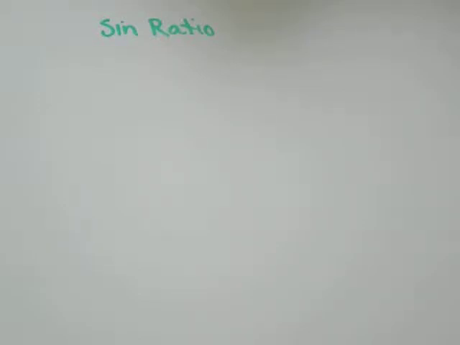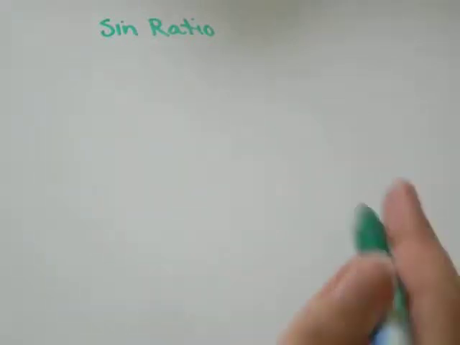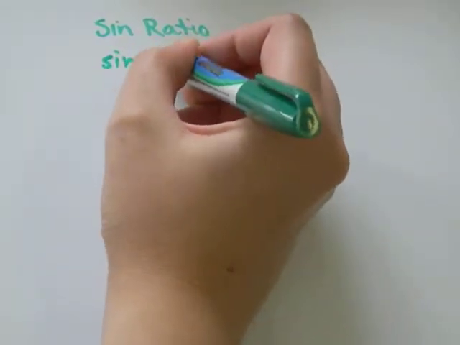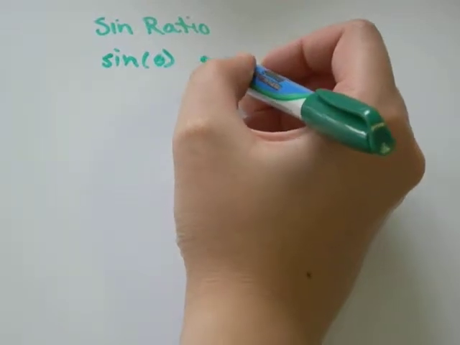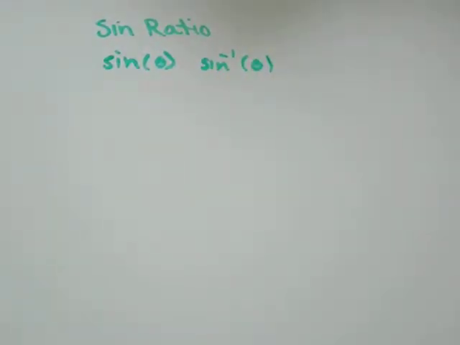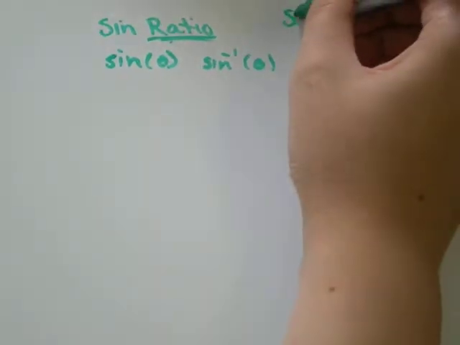Hey everyone, in this video we are talking about one of the trigonometric ratios. In this video we're talking about sine. There are two different types of sine: sine of theta, and sine to the -1 of theta. We'll talk about both of them in these videos, but first we'll talk about why I call it the sine ratio.